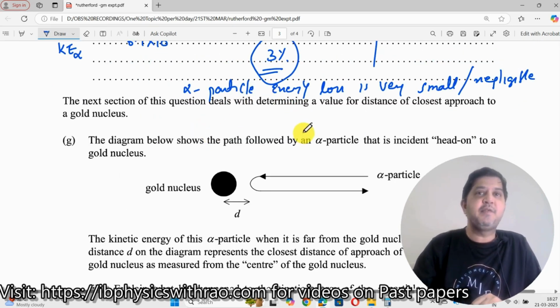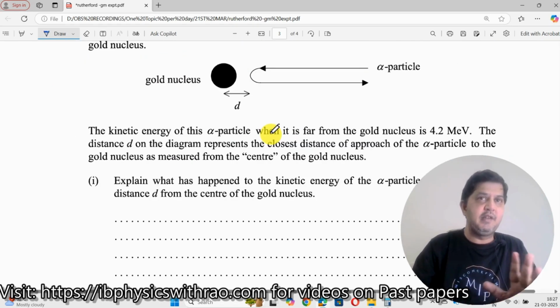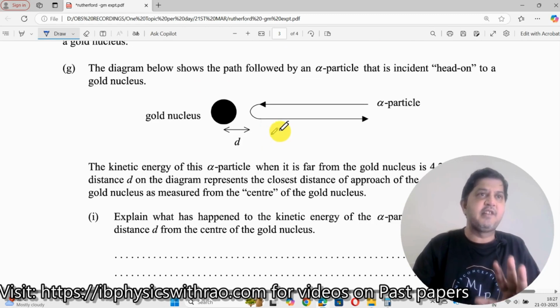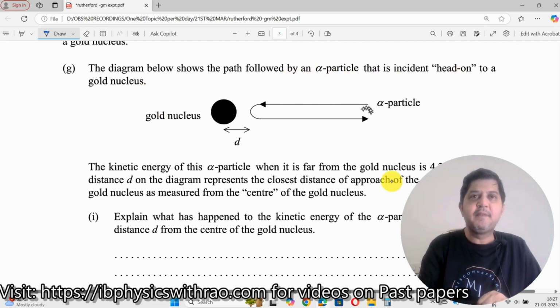The next section is for the closest approach of a gold nucleus. Don't worry about the term. Let us understand what it tells you. The diagram shows that the alpha particle follows a head-on collision with the gold nucleus. What is a head-on collision here? The alpha particle comes directly over here. It doesn't go off like this, but it takes a U-turn and goes back along the same path. But in order for this to happen, the minimum distance to which an alpha particle can approach a gold nucleus is d. Now let us read the question.